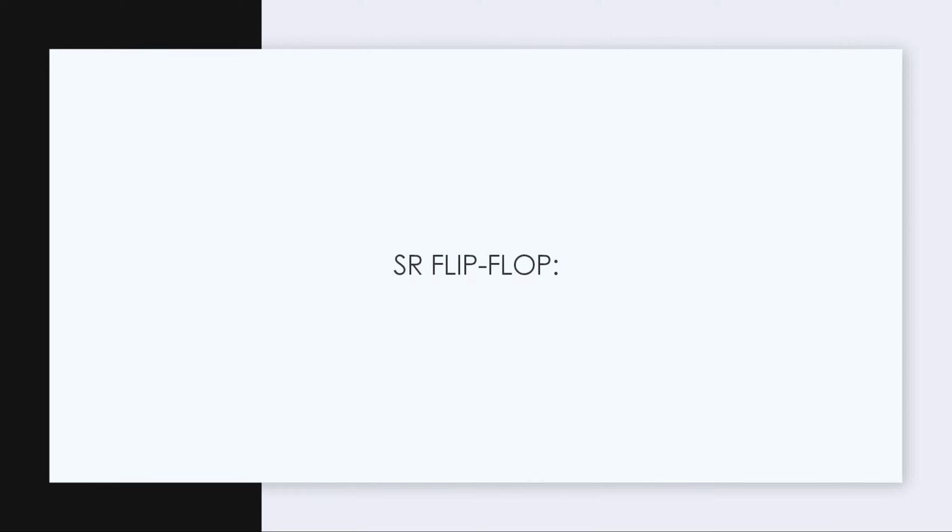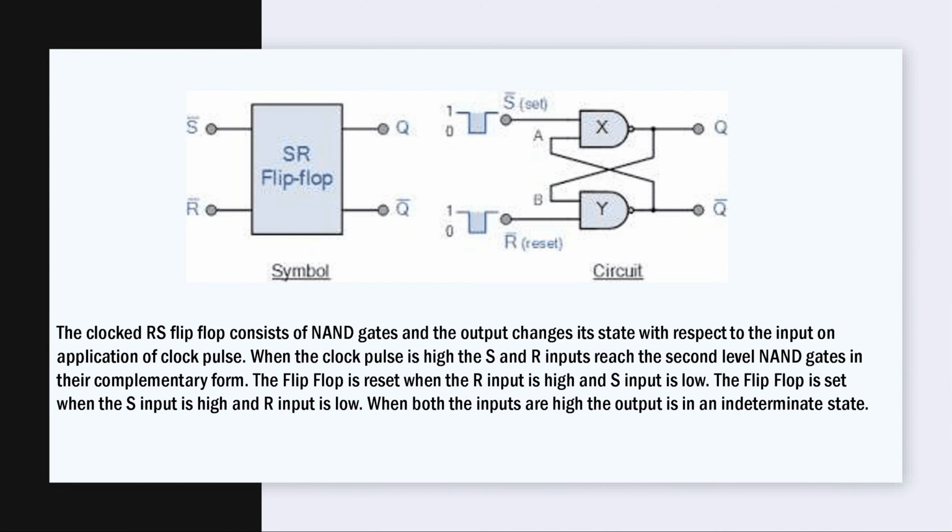First we will see about the SR flip-flop. The clocked RS flip-flop consists of NAND gates and the output changes its state with respect to the input on application of a clock pulse. When the clock pulse is high, the S and R inputs reach the second level NAND gates in their complementary form.